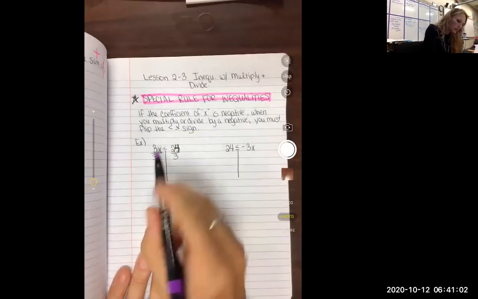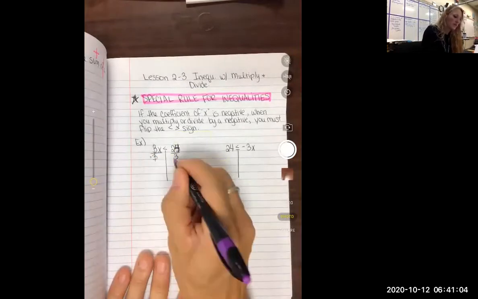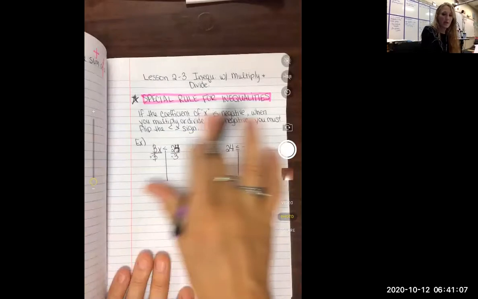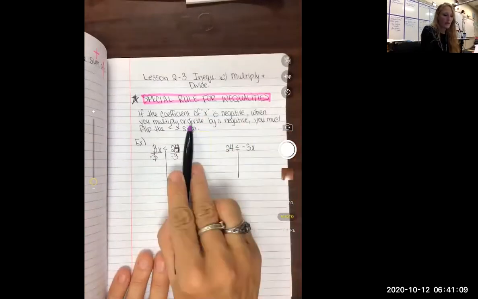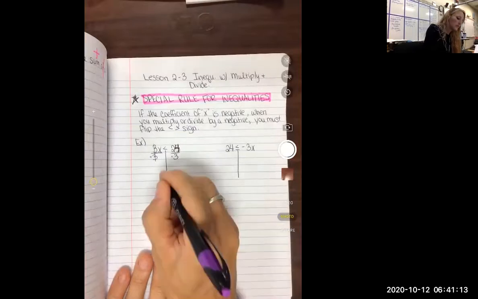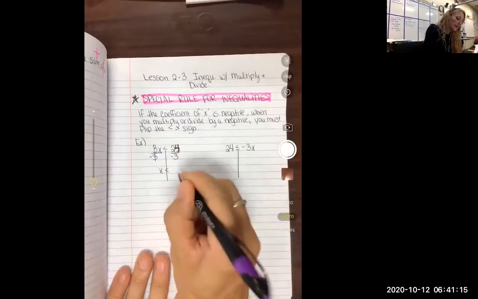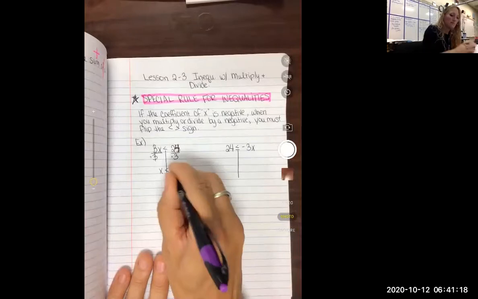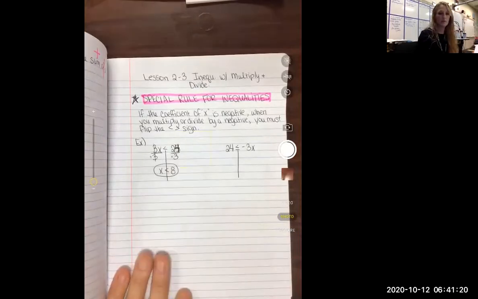And this one, what we're dividing by, this one's a positive and this one's a positive. So this does not apply because we are not multiplying or dividing by a negative. We are multiplying and dividing by a positive. So therefore, this is just x is less than 8. And we're done. That's it. Just like an equation. Absolutely no different.